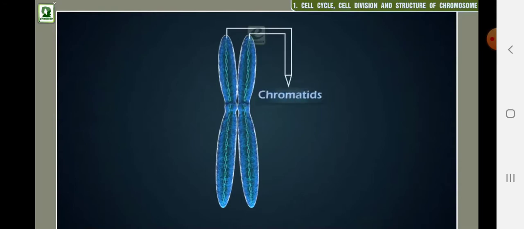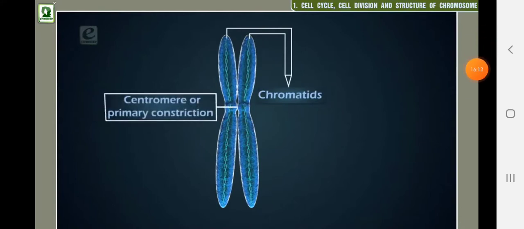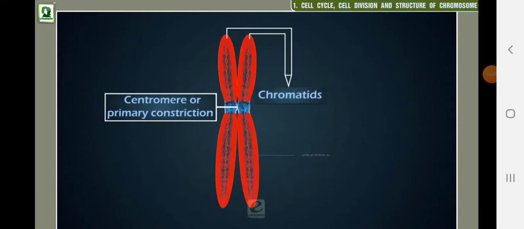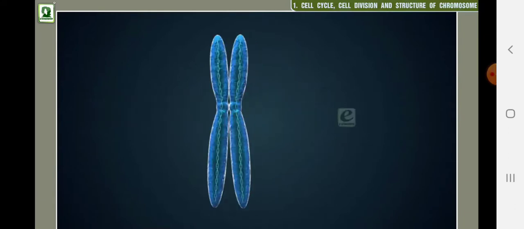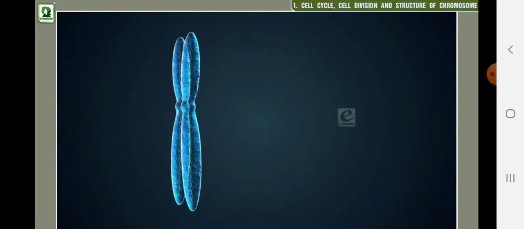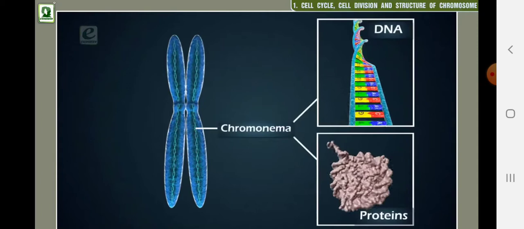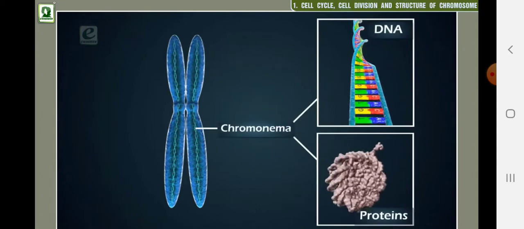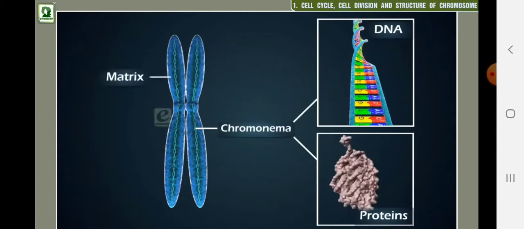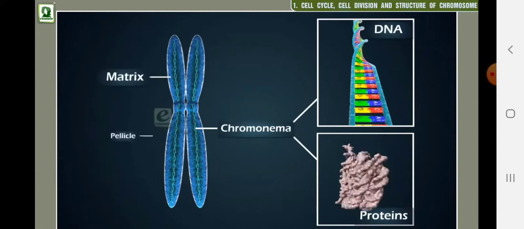The two chromatids are joined together at a point called the centromere or primary constriction. Parts of chromatids on the two sides of the centromere are called arms. In each chromatid is present a highly coiled thread of DNA and proteins called chromonema. The chromonema is surrounded by a matrix, which is covered by a covering called pellicle.